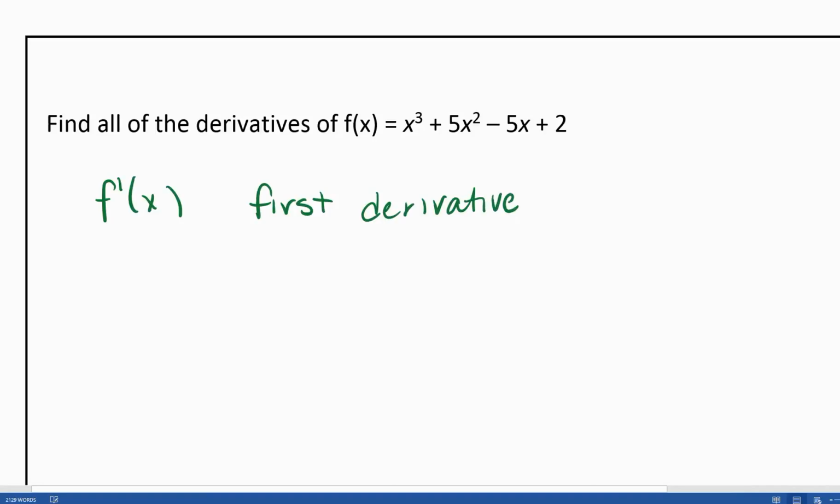And what we haven't talked about up to this point is that we can actually take the derivative of the derivative. So the derivative is going to give us a function, and we could find the derivative of that. And we call that f double prime of x. So that's just taking the derivative of the derivative, and we call that the second derivative.